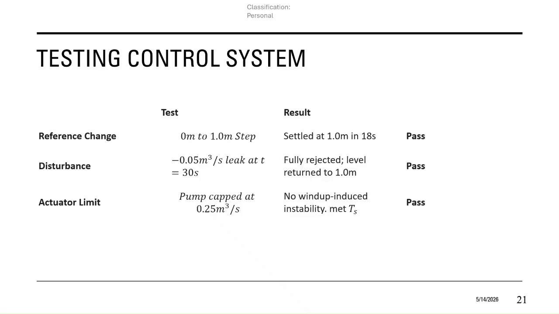So the reference change, what's meant by this is the 0 meter to 1 meter step input. It settled at 1 meter in 18 seconds, so it passes. The disturbance, a minus 0.05 meters cubed per second leak at t equals 30 seconds. It rejected this and went back to 1 meter and stabilized there, so it passes. The actuator limit, the pump capped at 0.25 meters cubed per second and no windup was induced, meaning no instability, so it passes this as well.